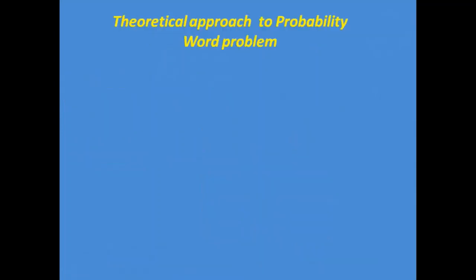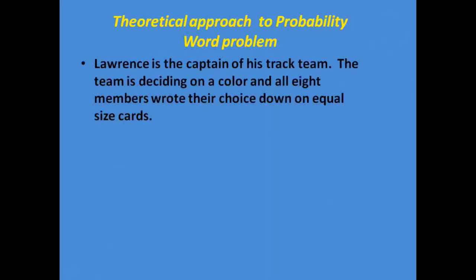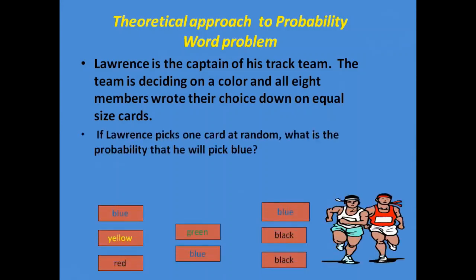Theoretical approach to the word problem. Lawrence is the captain of his track team. The team is deciding on a color and all 8 members wrote their choices down on equal size cards. If Lawrence picks one card at random, what is the probability that he will pick blue? So how many blue cards are here? 1, 2 and 3. And how many total cards? 1, 2, 3, 4, 5, 6, 7 and 8.